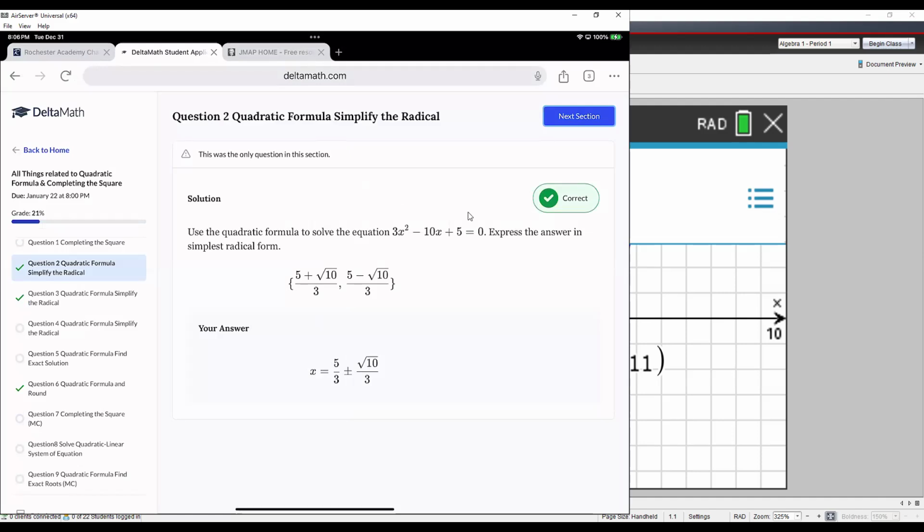All right, so I'm going to stop, and I'm going to post this. I'm going to do a couple others to show you what we're doing.